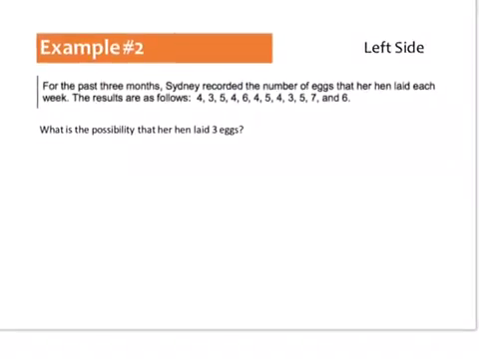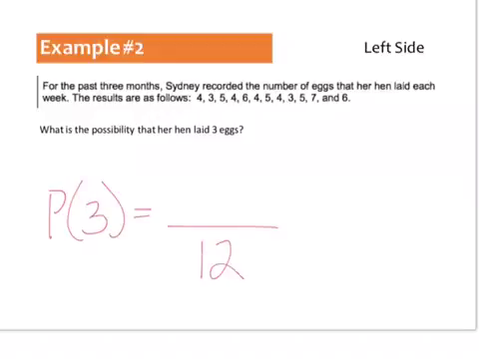Now it says, what is the probability that her hen laid 3 eggs? Okay, so let's go ahead and figure that out. So probability of laying 3 eggs. Well, I already knew in the past problem that she counted for 12 weeks, so I know my denominator is 12. And now I'm going to look for when she laid 3 eggs. So we got 1, 2 times, which is a 2 over 12, and I can simplify both terms by 2, and I'm left with 1 over 6.